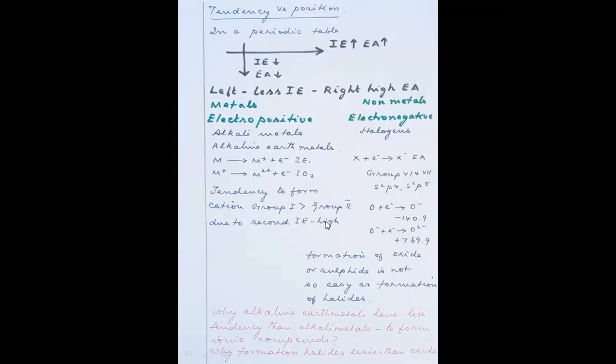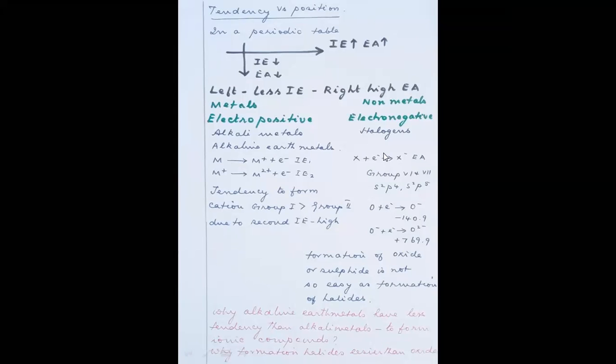But for the group 2 metals, you have to remove 2 electrons, where the removal of the second electron becomes much more difficult because we have already formed a cation. So removal of an electron from a neutral atom and removal of an electron from a cation are much different. So as the second ionization energy is very high, the tendency to form cation is greater in the case of alkali metals when compared to the alkaline earth metals.